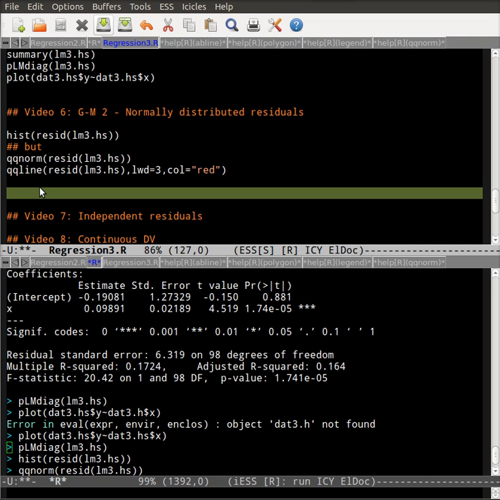We'll talk about this in greater detail when we go to the applications and the interpretation of our regression. So that's the Gauss-Markov 2 assumption, normally distributed residuals. The next assumption I'm going to cover in the following video is the independence assumption of residuals. So stay tuned for that.